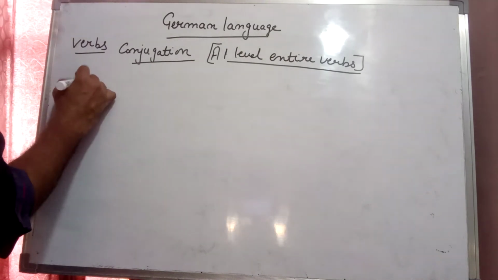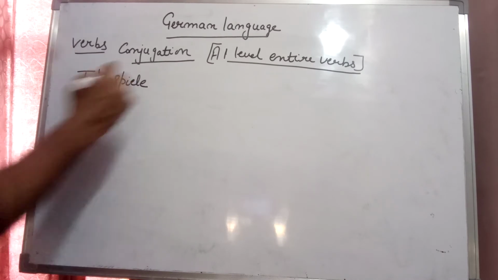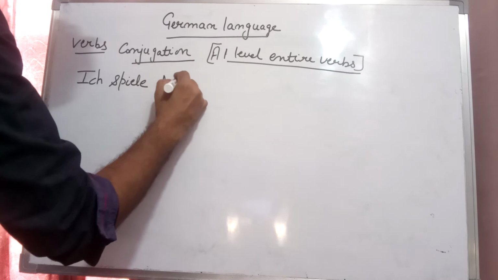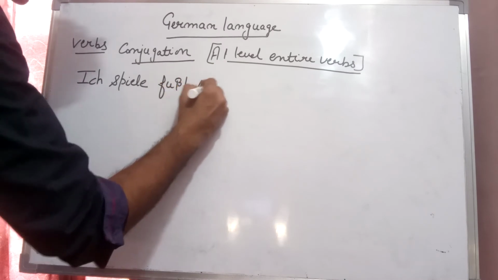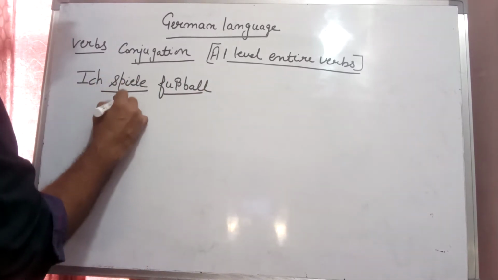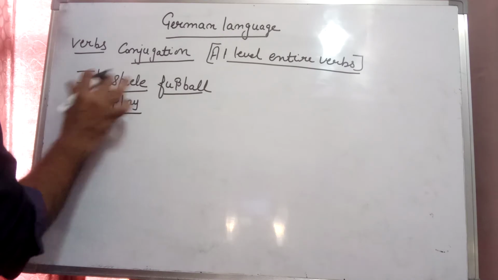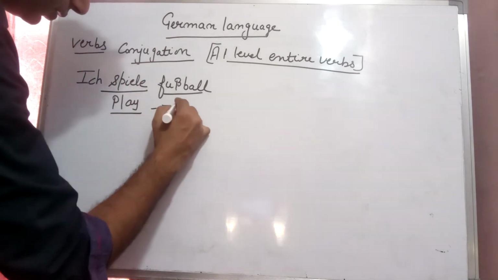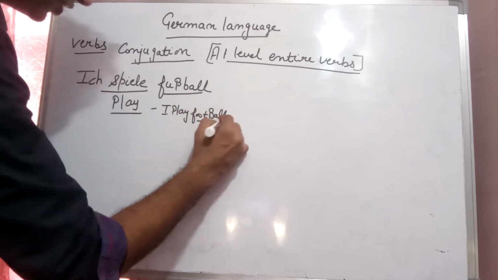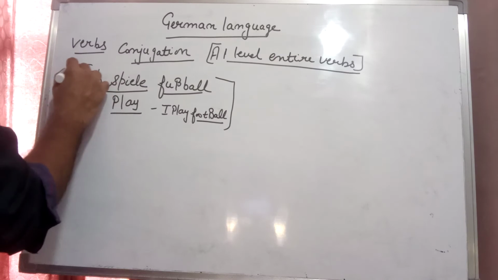If I say ich, you know, that is I. Ich spiele. Speak after me. Ich spiele Fußball. Spiel is my verb, to play. Ich spiele Fußball, I play football. We pronounce football as Fußball. Ich spiele Fußball is I play football.